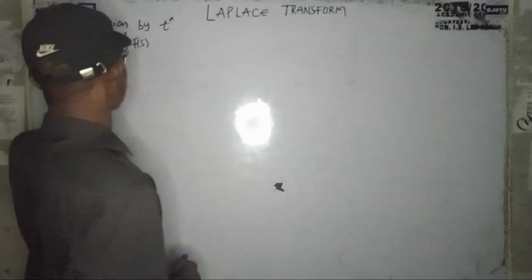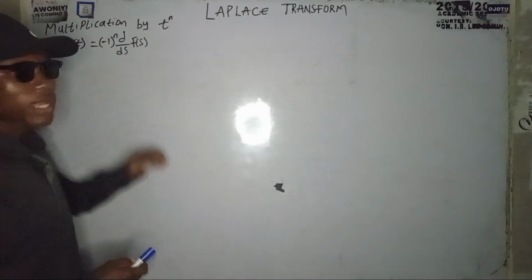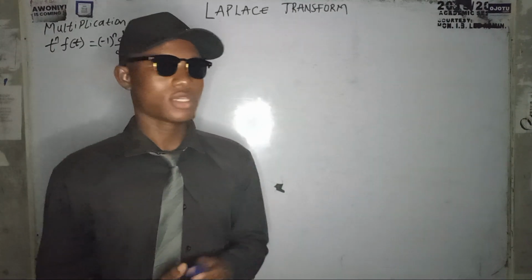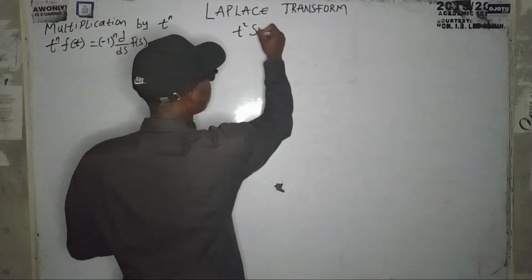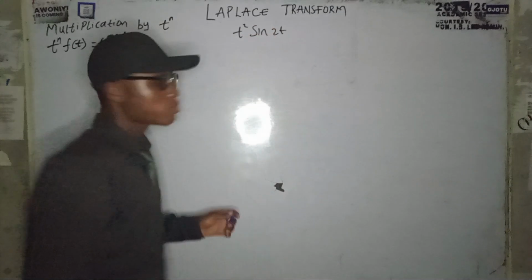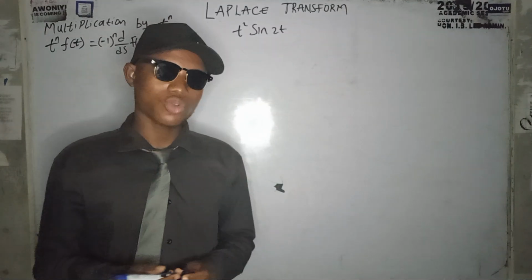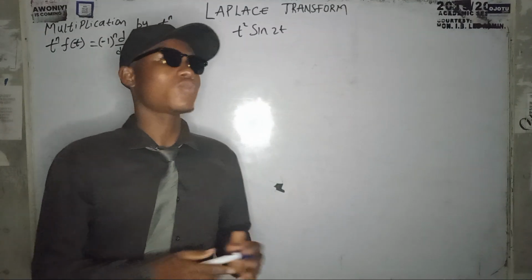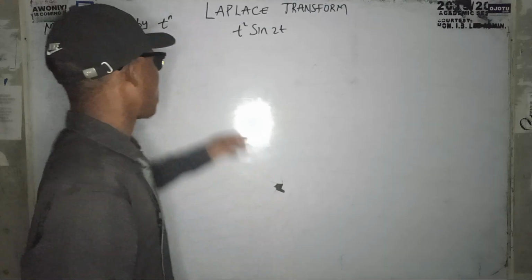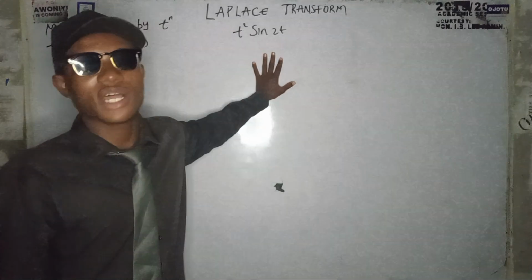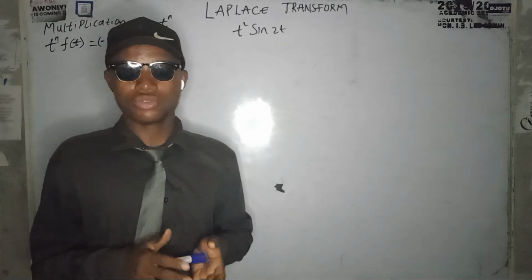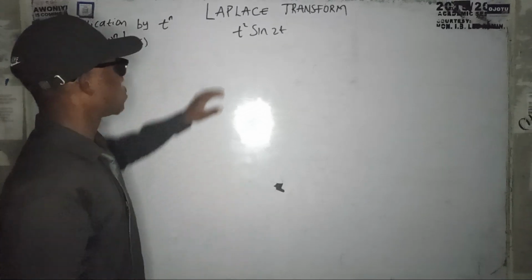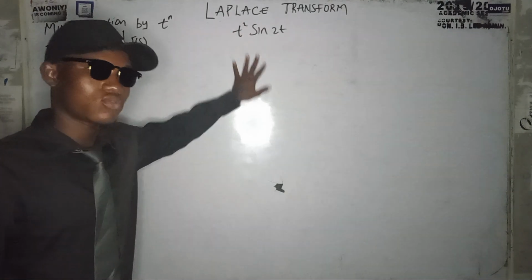In this part we are going to talk about multiplication by t. That is when you multiply a function by t. It's just like having a question like t squared sine 2t. In this place, you might be a little bit confused. Okay, how do we solve this question? We have two functions multiplied by each other, and it's not some addition that you can just break down using the distribution method. So we have multiplication by t. How do we do it?